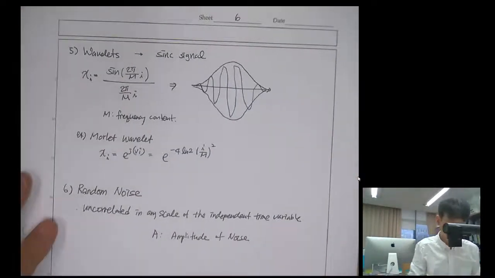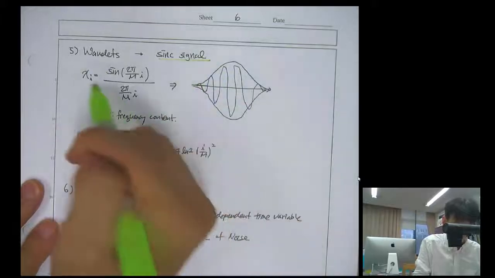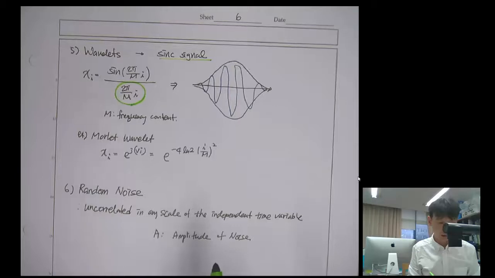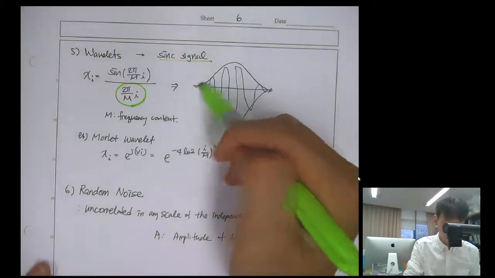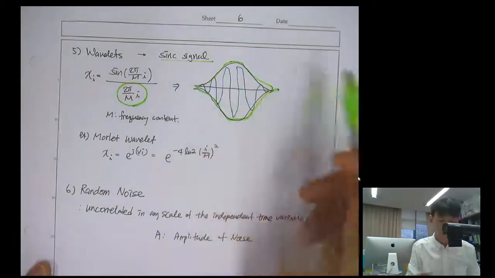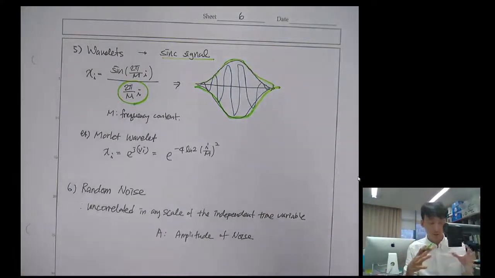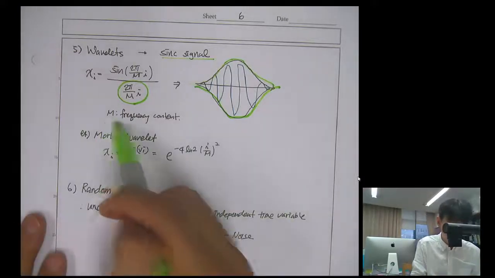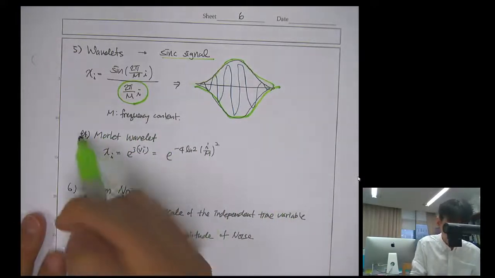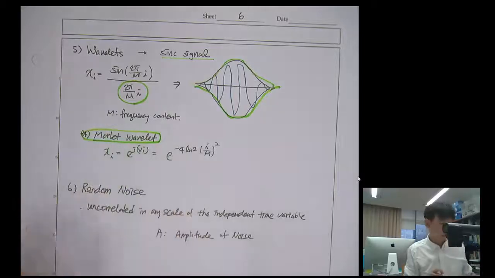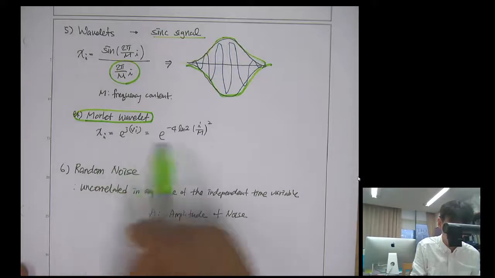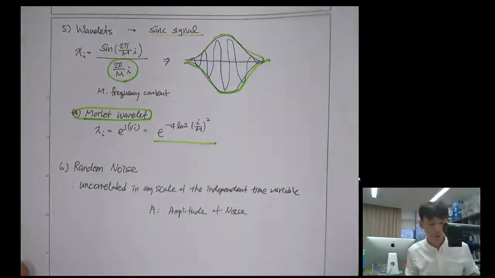And the fifth one is the wavelet. The wavelet is called a sinc signal, and this is just, you have a denominator 2 pi m I. So that it has a modulated function like this. It has a packet of wave inside this low frequency, and m is the frequency content. And one of the famous, or widely used, wavelets is the Morlet wavelet, and this is expressed as this function like this.